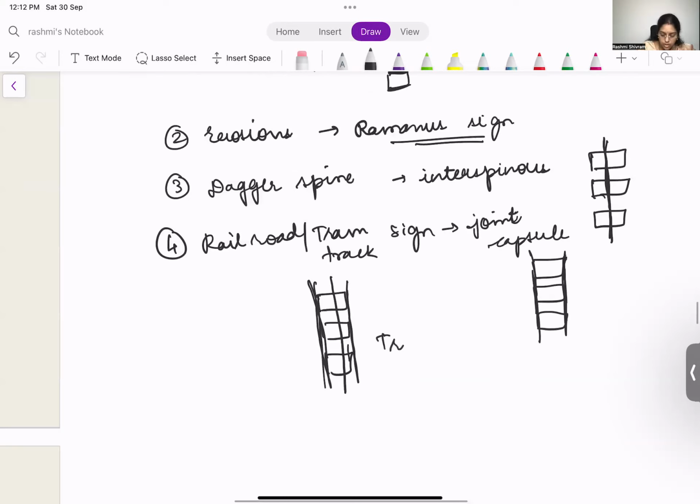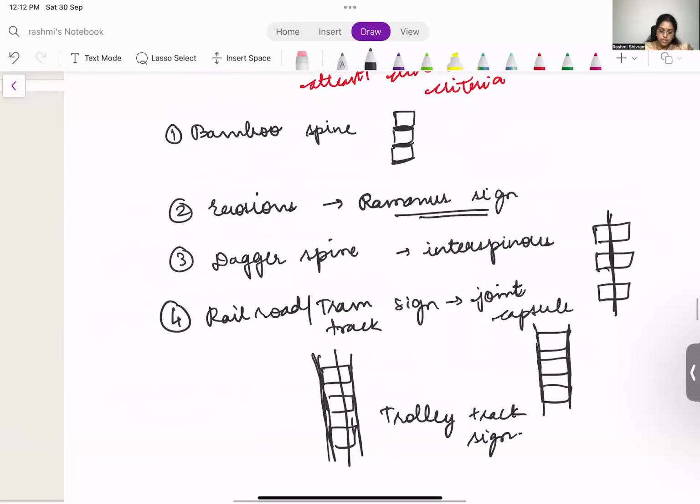What is this called? Trolley track sign. This you must remember: bamboo spine, dagger spine, railroad spine, trolley track sign. All these are very important. Bamboo spine has some erosions, also called Romanus sign. Dagger spine. And railroad spine is there. Then you have the trolley track sign.